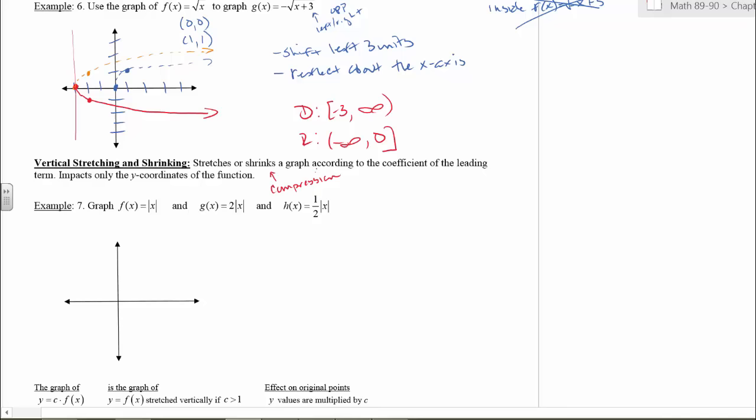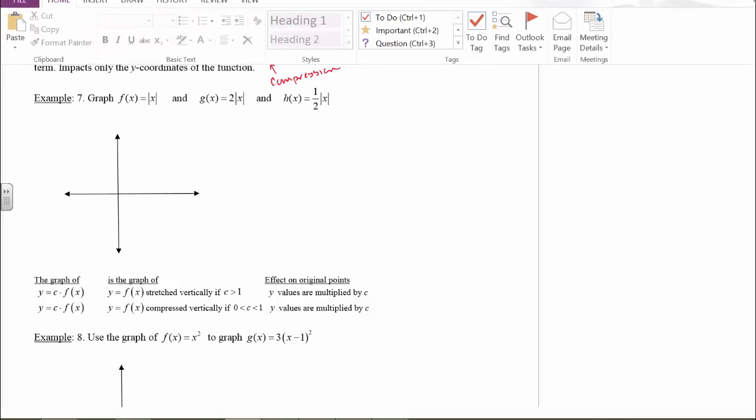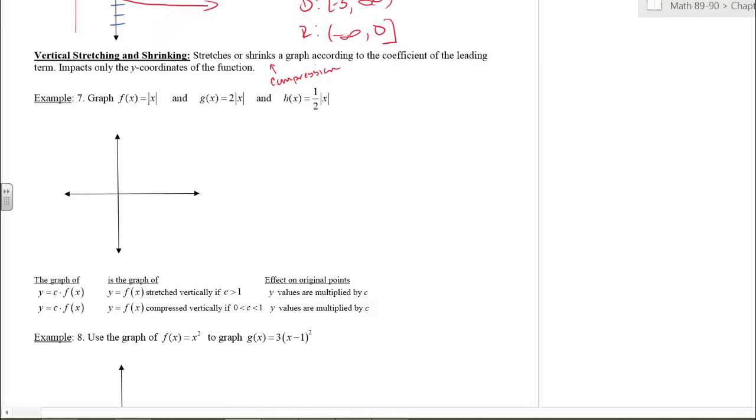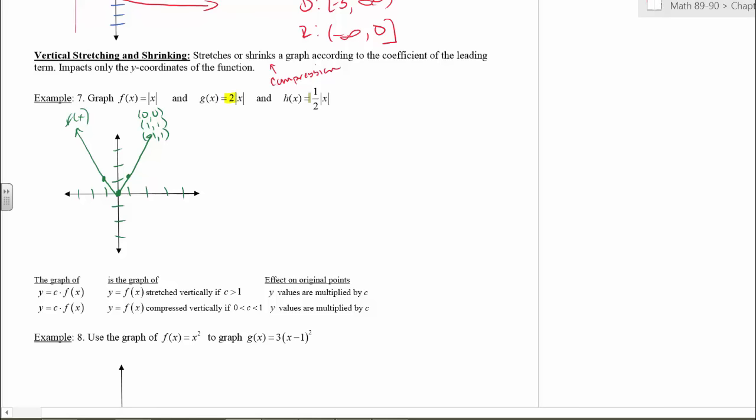So for this guy, notice we have some multiplications in the front. And so I'll come in. We know this absolute value graph, so we have 0, 0, 1, 1, and negative 1, 1. And let's graph that guy. So here's 0, 0, 1, 1, negative 1, 1. And so we'll put him in green. That's f of x. So the question is, what's going to happen when you multiply? Notice you're not adding. You're multiplying by a coefficient.